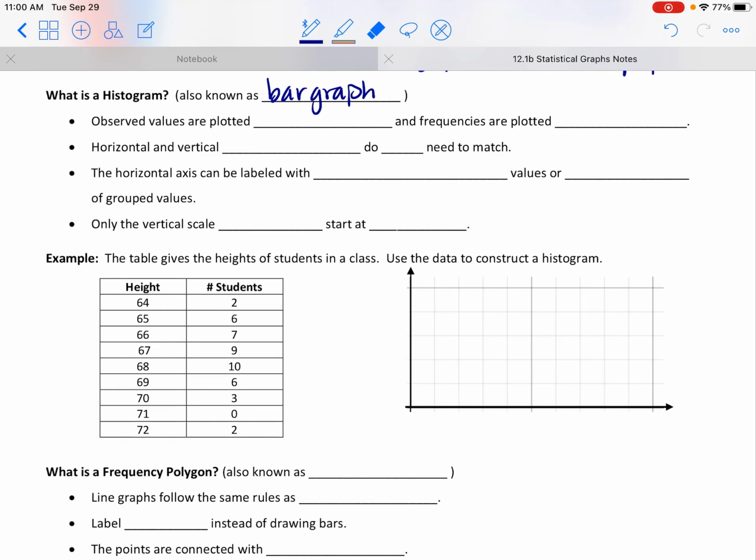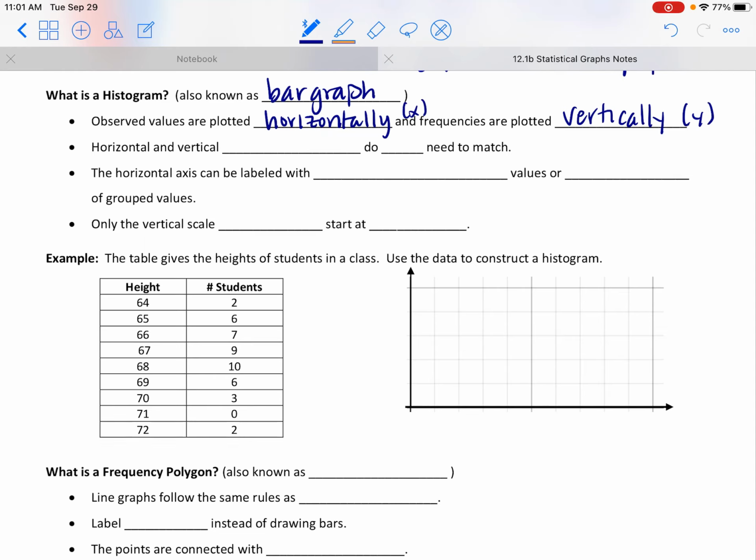So in either case, when we're making our bar graph or histogram, the observed values, whether numbers or not, get plotted along the horizontal axis, which is like our x-axis. And then the frequencies are plotted on our vertical axis, which is like our y-axis. They're plotted horizontally, that's the x, and frequencies are plotted vertically, that's like our y-axis. Okay?